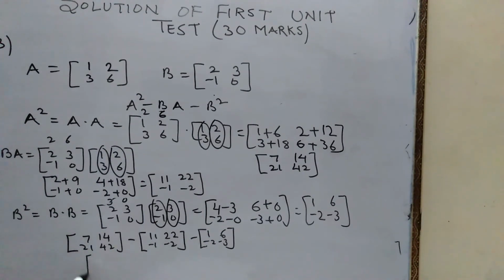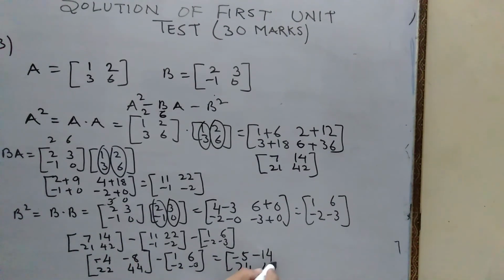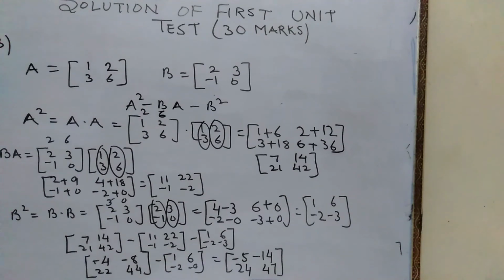Now, 7 minus 11, minus 4, 14 minus 22, minus 8, 21 plus 1, 22, 42 plus 2, 44, minus 1, 6, minus 2, minus 3. Minus 4, minus 1, minus 5, minus 8, minus 6, minus 14, 22 plus 2, 24, 44 plus 3, 47. So your answer is minus 5, minus 14, 24 and 47.